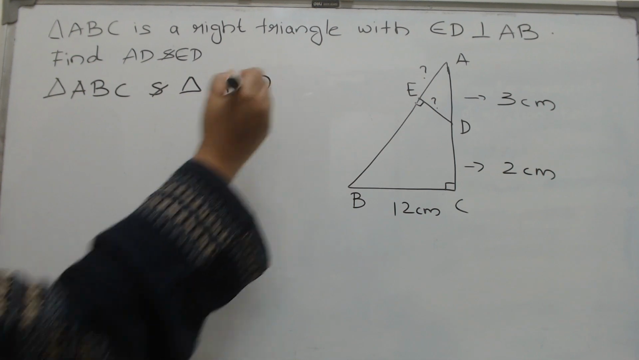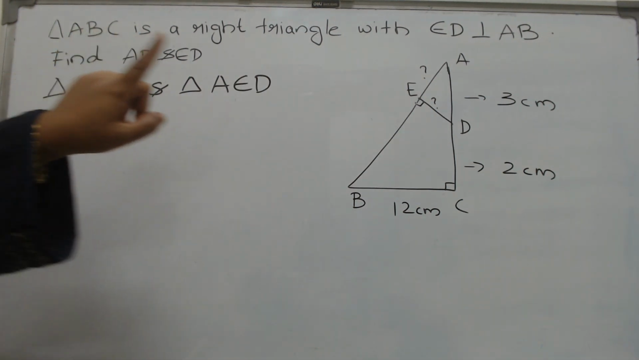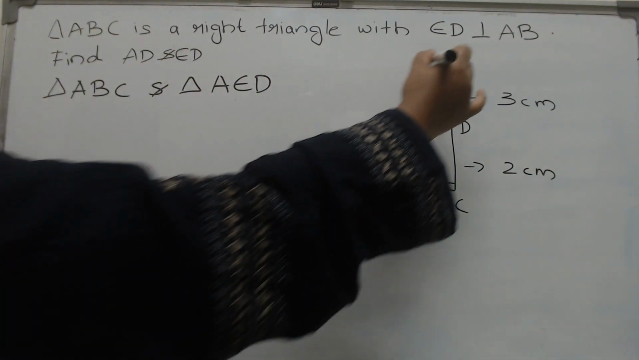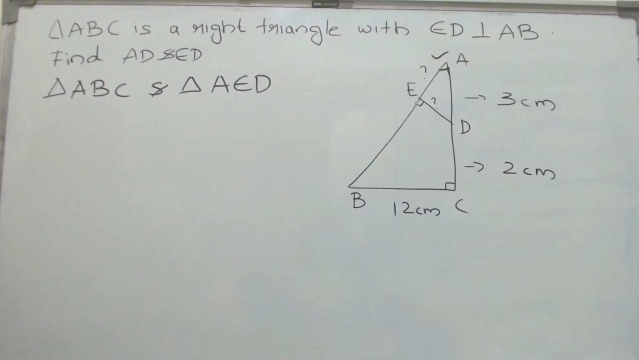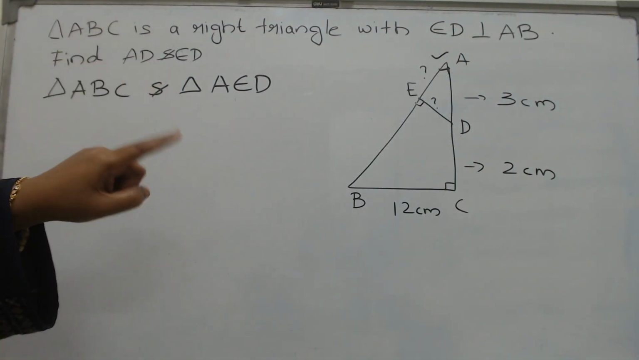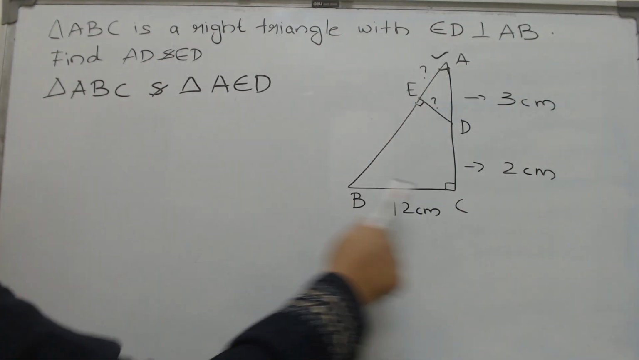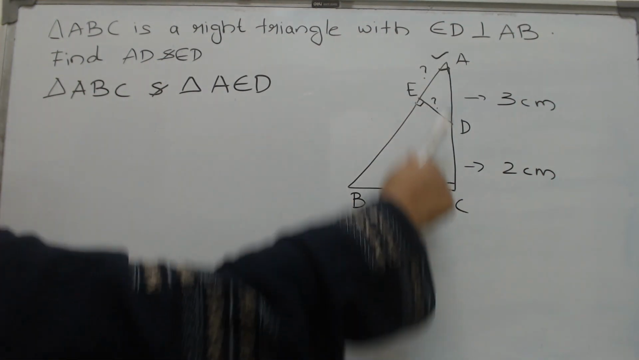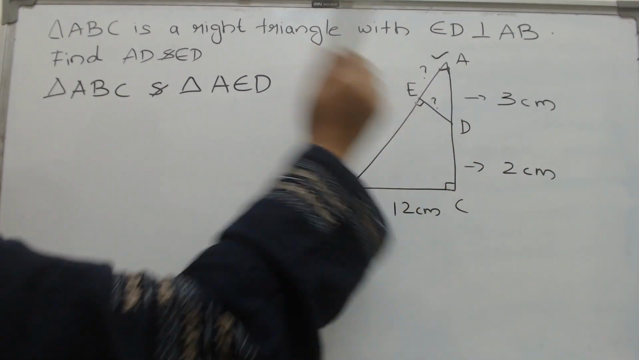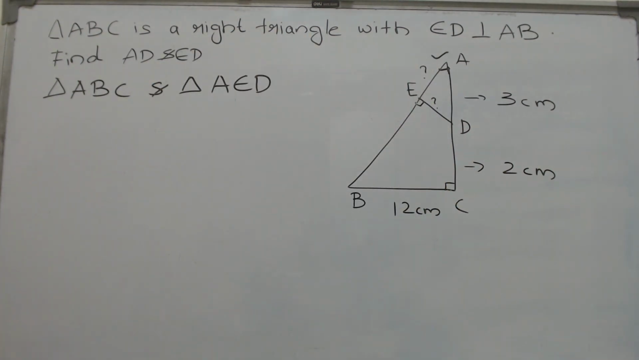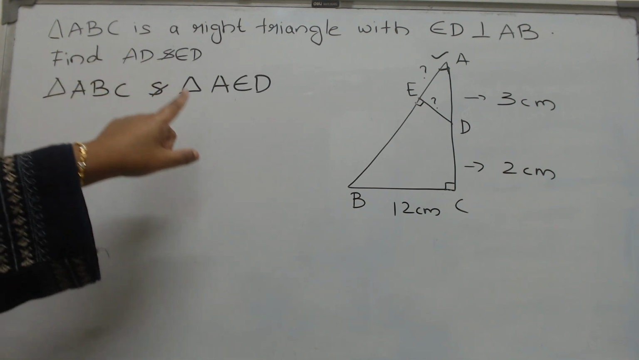Why is that? Because you will have one common angle, which is this A, and then in each of these triangles you have a right angle. Here in the bigger triangle, the right angle is here. In the smaller triangle, the right angle is here. So, to prove their similarity by the AA similarity rule, two angles being equal is very simple. But then the problem comes when you write down the name.